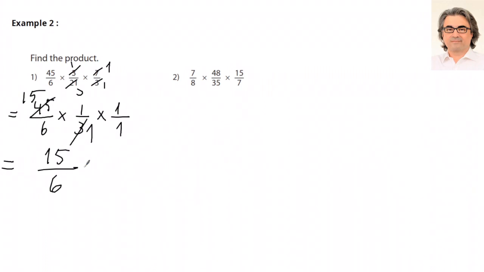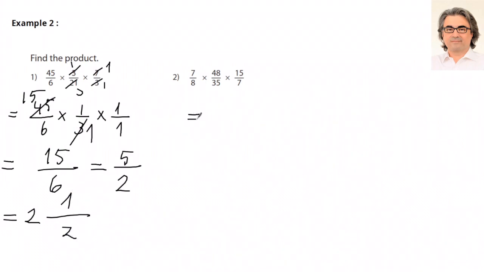Is there any simplification? Yes, you may divide both numbers by 3. If you divide 15 by 3, you will get 5. If you divide 6 by 3, you will get 2. Finally, we reached this result. And in 5, we have two 2's. 2 and 1 over 2 is the result.